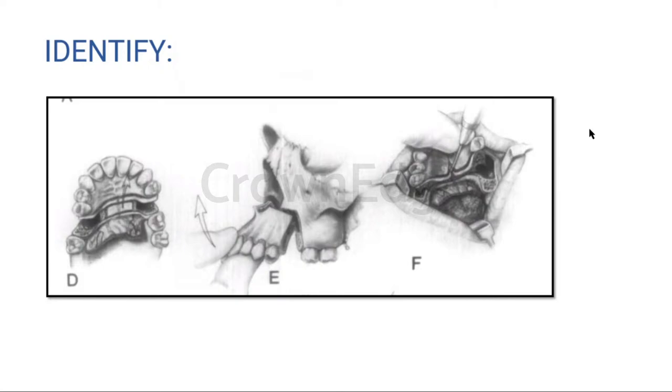Yes, Avinash has answered. Yes, everyone, this is an anterior segmental osteotomy. Exactly. Can you see where the osteotomy was performed? He has performed it between the premolars. And in the second picture, he has done disjunction.